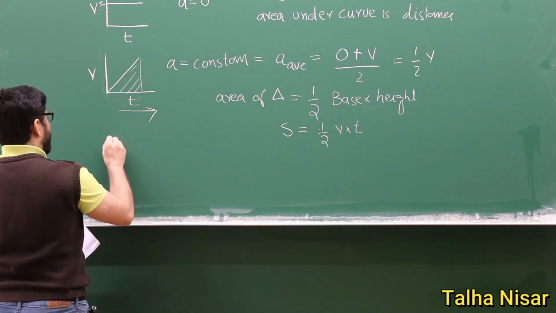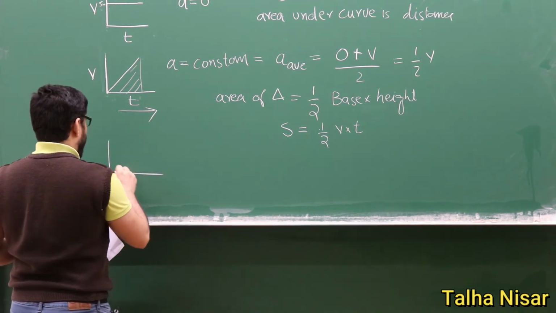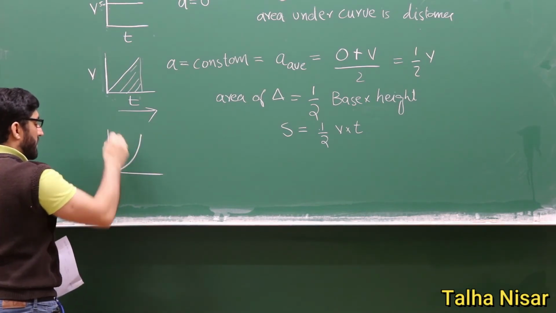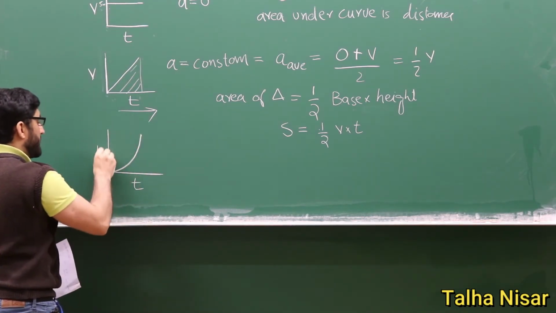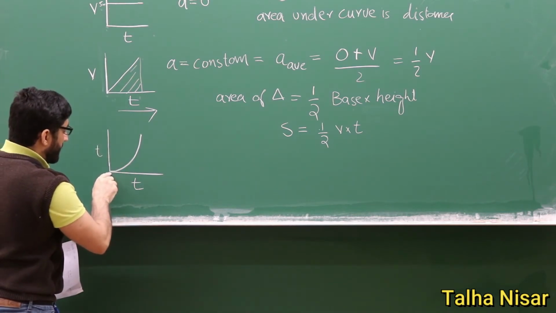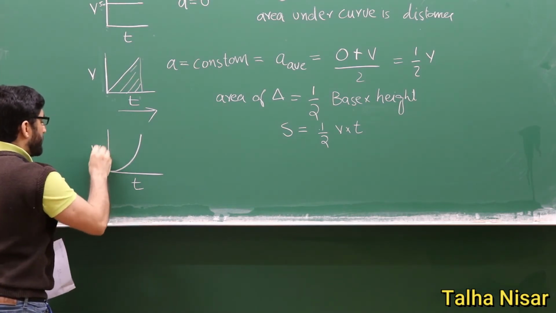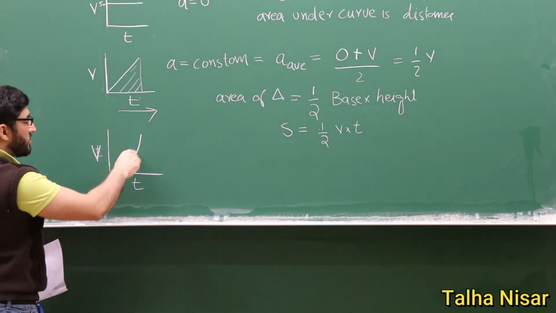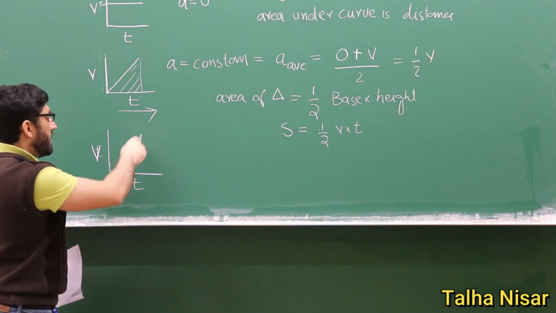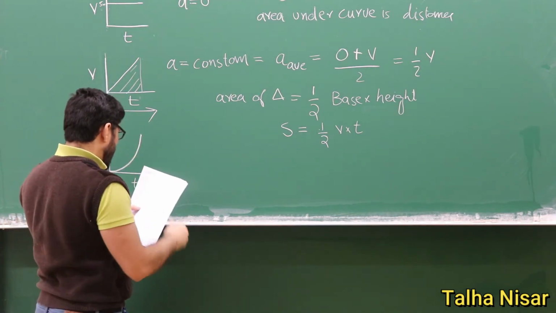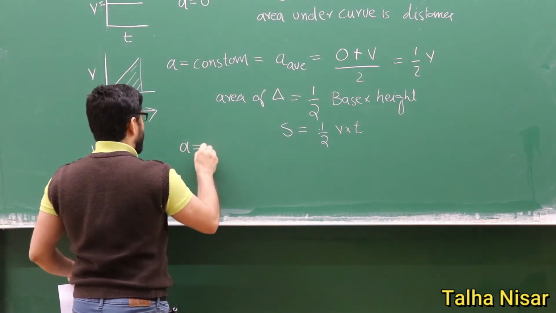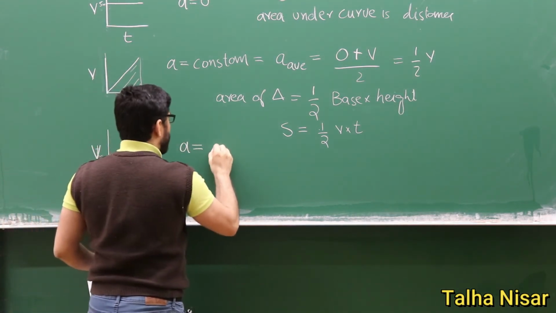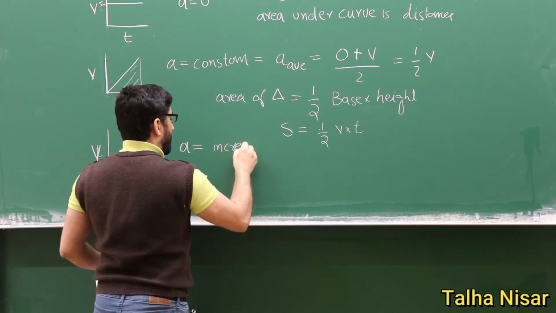The third case that we discuss is when the acceleration is changing but not constant. With the passage of time, the velocity is increasing, but not at a constant rate. It's kind of exponential here. Since the velocity is changing but not at a constant rate, the acceleration is increasing.